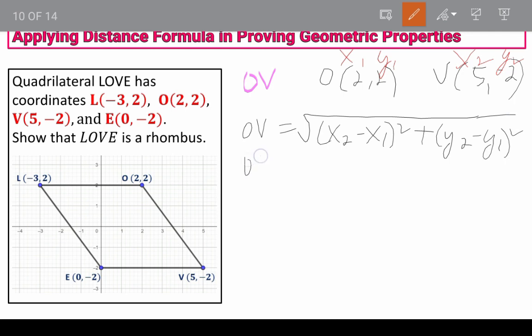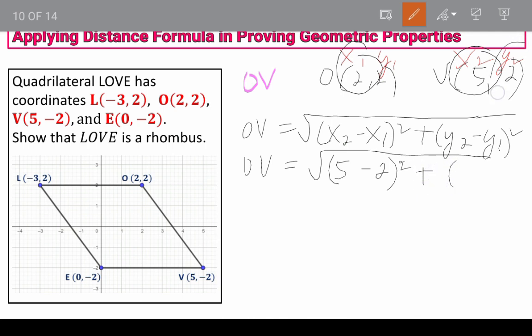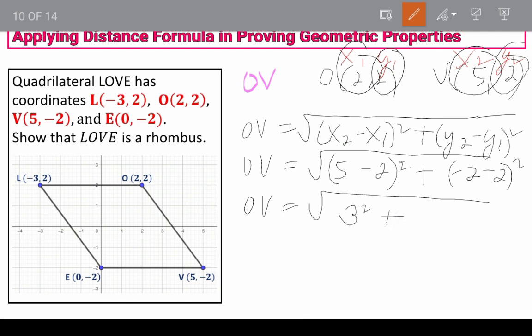So OV is equal to the square root of your x sub 2, which is 5, minus x sub 1, 2. So we have 5 minus 2 squared plus your y sub 2, which is negative 2, minus your y sub 1, which is 2. So you have negative 2 minus 2 squared. OV is equal to the square root of 5 minus 2, which is 3, so you have 3 squared, plus negative 2 minus 2, which is negative 4, so you have negative 4 squared.